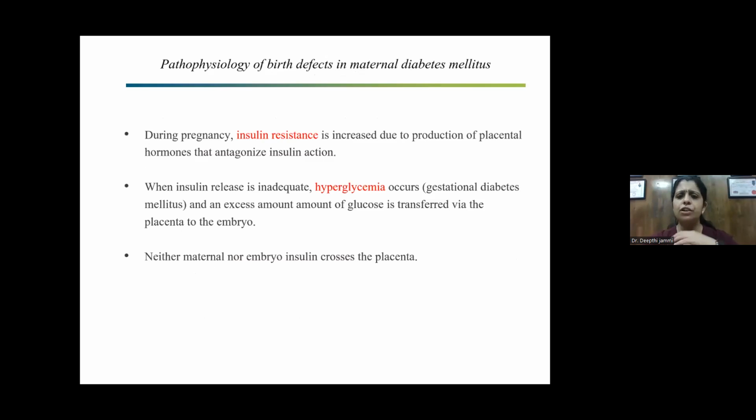So the pathophysiology: we know that pregnancy itself is a diabetogenic phase, and there is some amount of insulin resistance. So obviously when there is hyperglycemia, there isn't enough insulin action. What happens is there is an increased glucose rate, and when this amount of glucose increases, obviously it gets transferred to the embryo through the placenta.